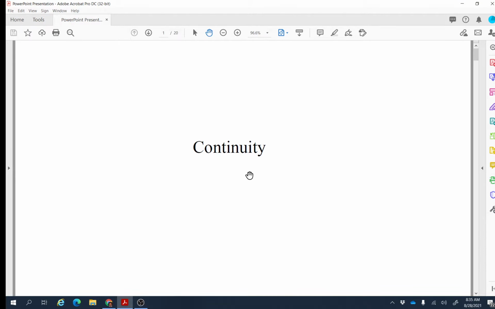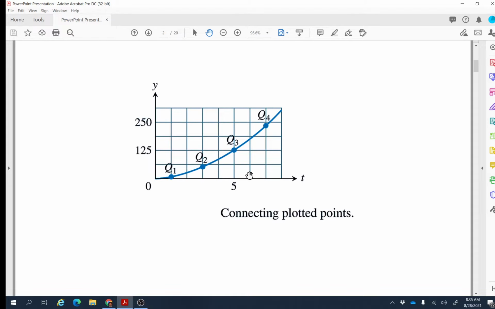Okay, in this section, we're going to talk about continuity. Let's start with a graph of some function here, which we got by connecting points. This is a graph of a continuous function. We don't see any break here. We can draw this graph without lifting our pen.